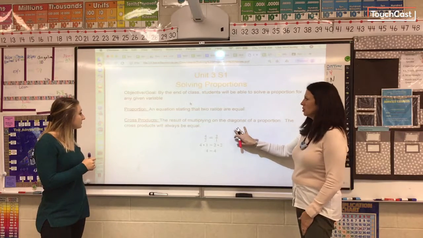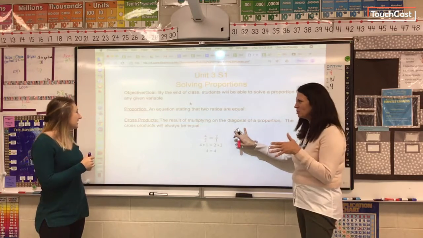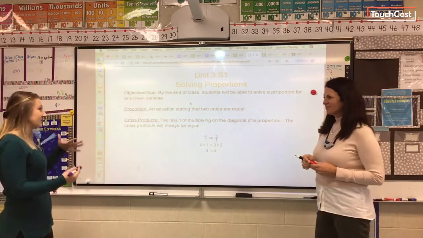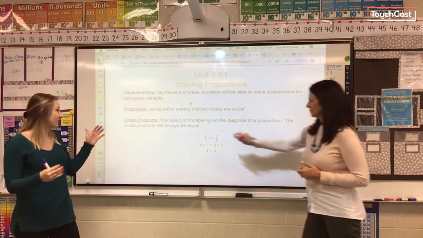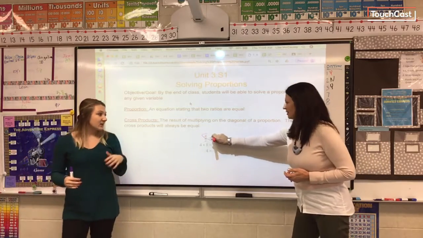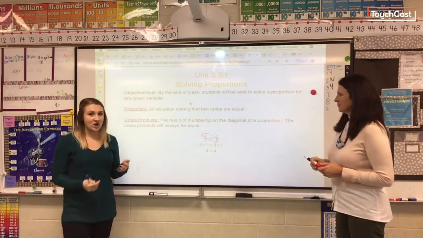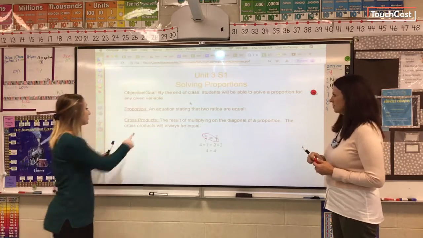Cross products, that's cool. What is that, like cross simplifying or cross multiplying? It's not like cross simplifying. It's the result of multiplying on a diagonal of the proportion. So diagonal is like that. Just like cross multiplying, okay? So you're going to cross multiply.